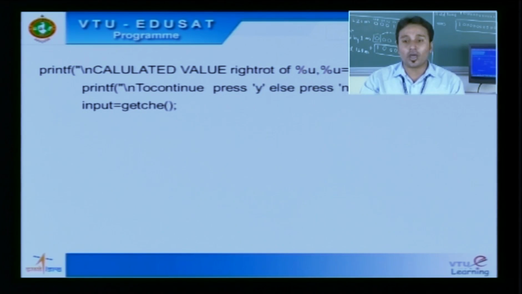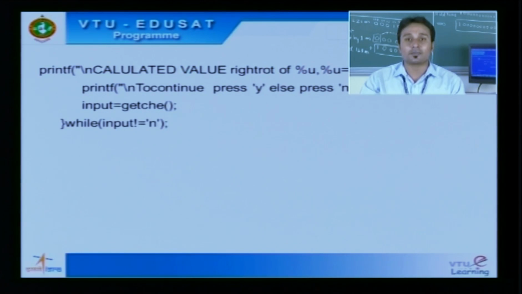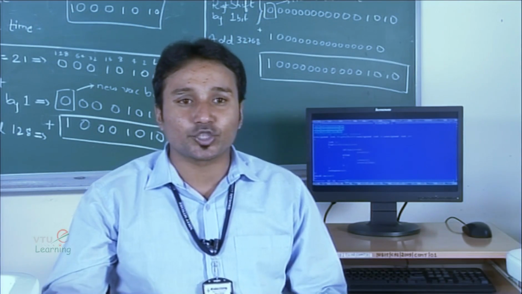And we also have, if we want to continue executing in the output screen, we can press Y. If we want to stop the execution, we need to press N. That's what is given in input equals get character. While input of i not equal to N, meaning that whenever a user presses N, this comes out of execution. The program is ready for compiling and execution.